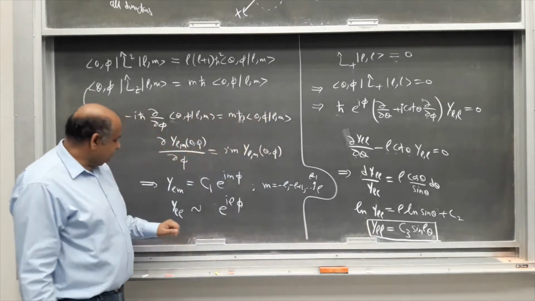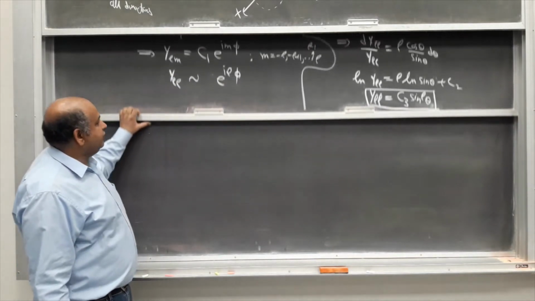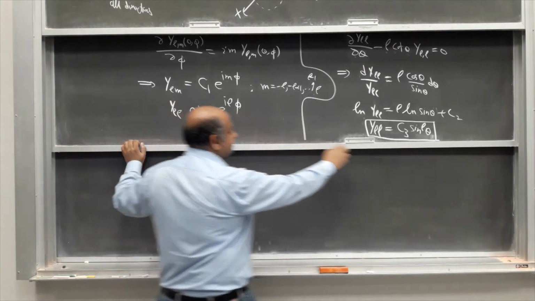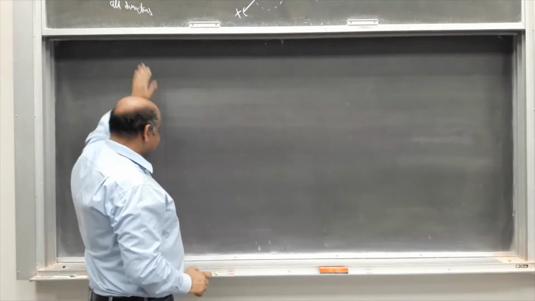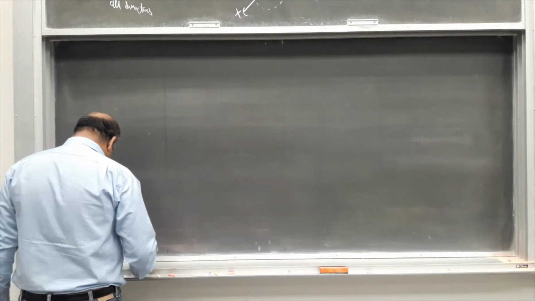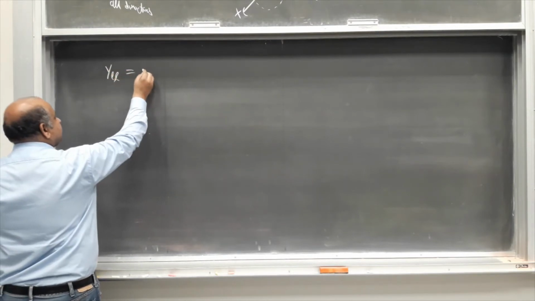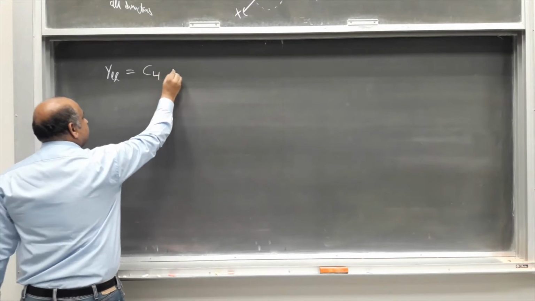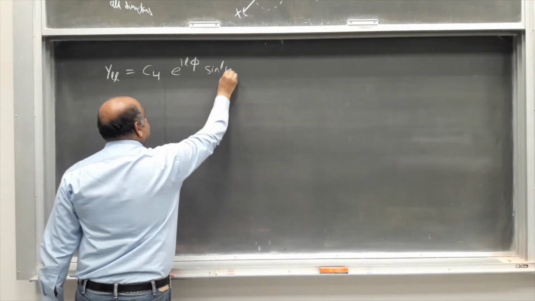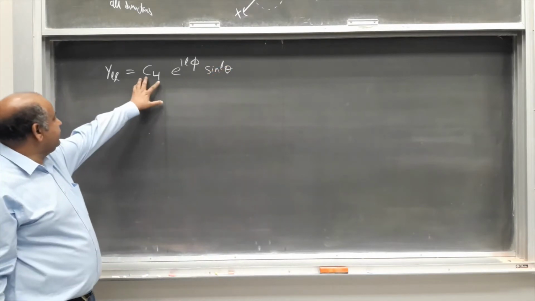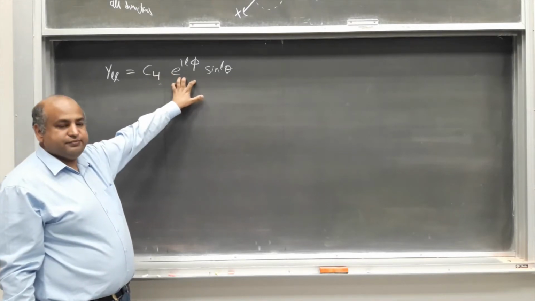We have already found the phi dependence here. So now I can write the YLL state simply by multiplying this and this, because this is phi dependence, this is theta dependence. So the general expression could be YLL, some constant, let me call it C4, exponential iota L phi sin power L theta. Now all we have to find is this constant C4, which we can find by normalizing this state.